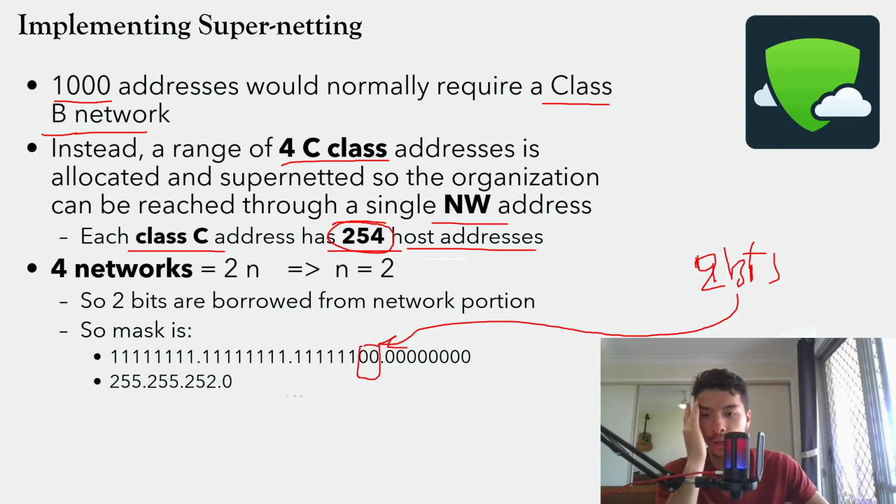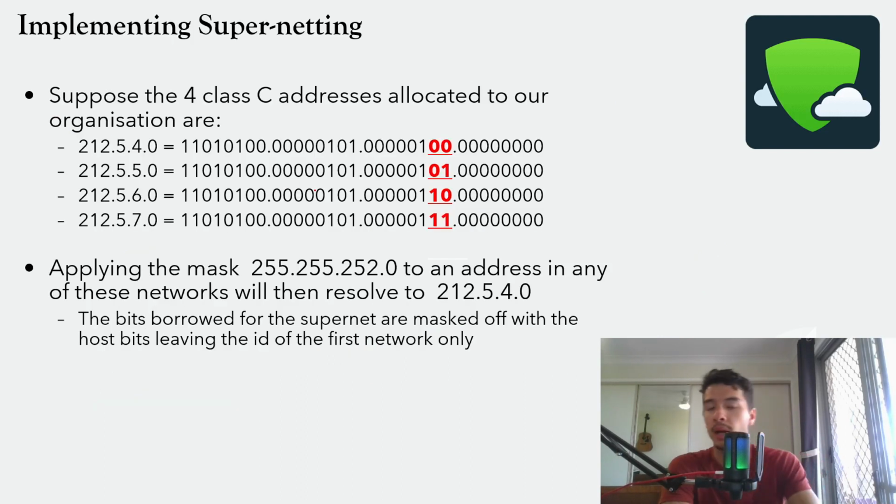So these bits have been borrowed, meaning your subnet mask is subsequently this right here. Okay? So that should make sense there. And then that's going to be the subnet mask for the 4 class C networks. We don't know the addresses for them yet, but that's okay. I guess the addresses have been given to us right now. Suppose the 4 addresses are allocated, our organizations are here.